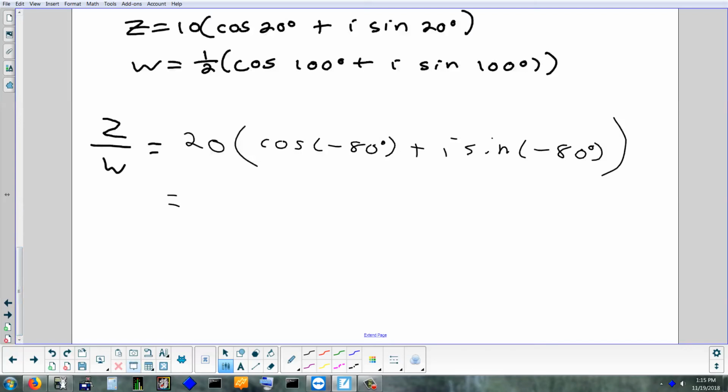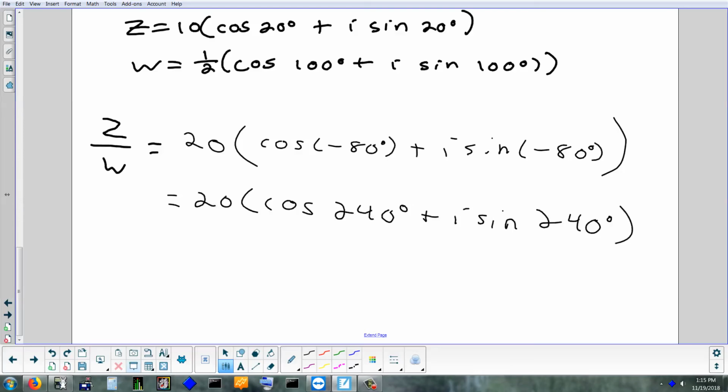Now, can somebody give me one way to fix that so I don't have a negative angle? There's two ways. Mac? It'd be 20 and then cosine 240. Yep. So cosine 240, i sine 240. So the way he did it, he added 360. That works fine.